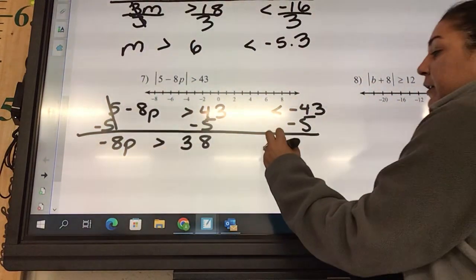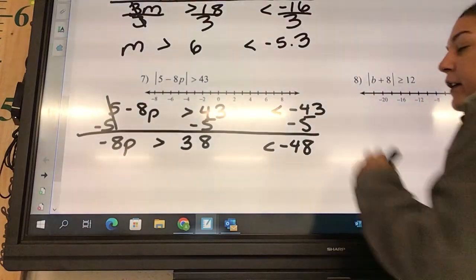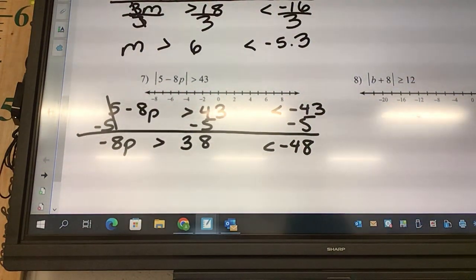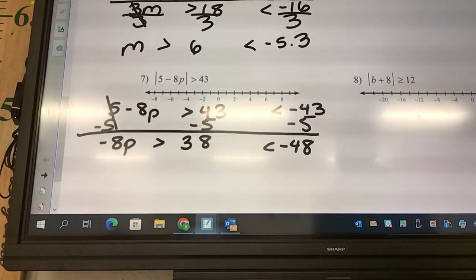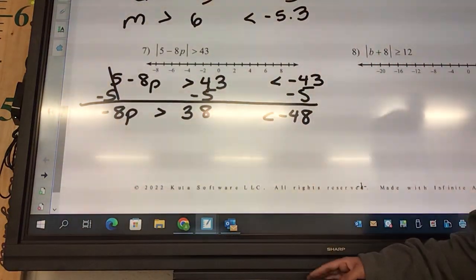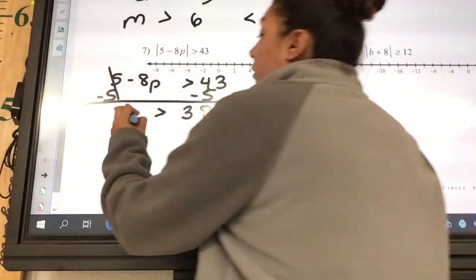And then this one's going to be minus 48. It's just minus 5, not negative 5. Okay, now what? Divide by negative 8. Okay, now look.